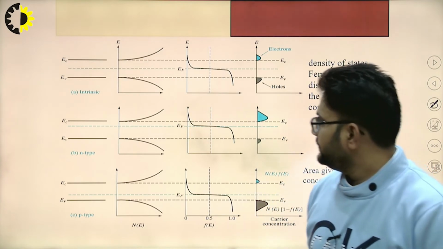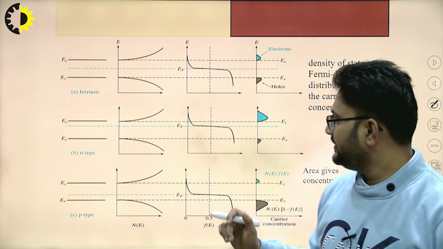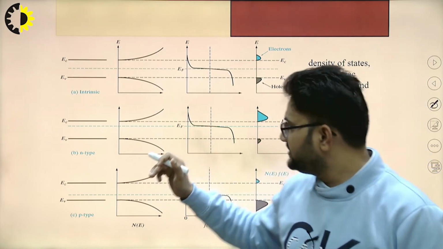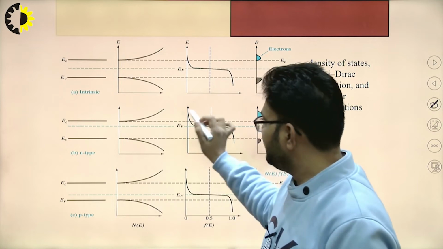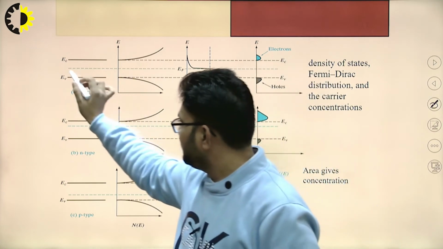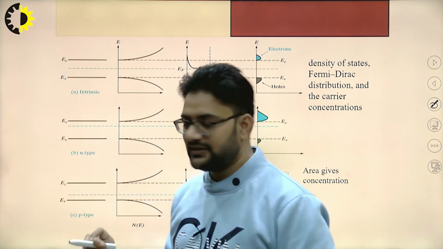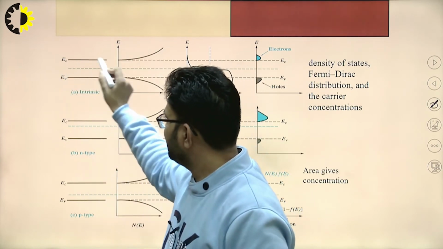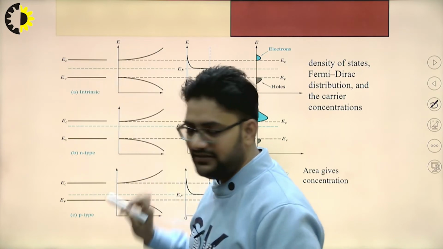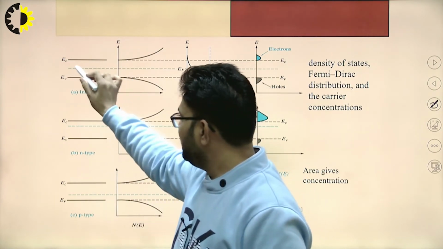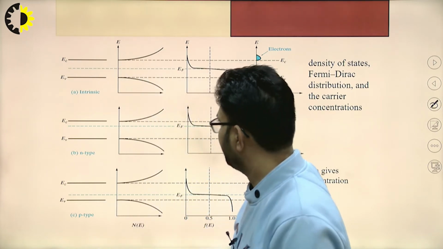Now this is the graphical representation. If I consider the intrinsic semiconductor, basically the Fermi energy level lies at the middle of this. If I consider this as the conduction band energy level and this as the valence band energy level, then this middle will show the Fermi energy level. We already discussed this.